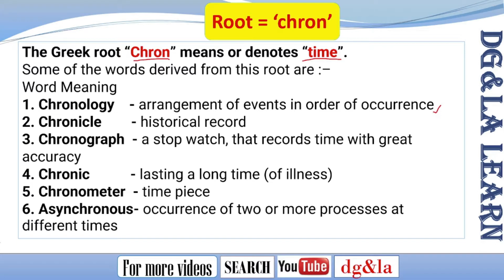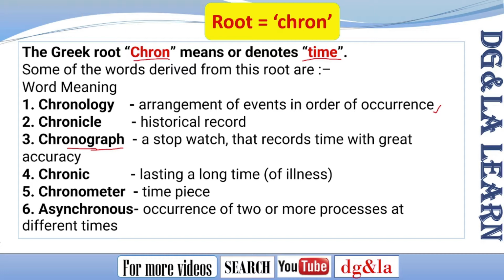The next one is chronicle. Chronicle is simply the historical record. So we have the Deccan Chronicle, which means the historical record of the Deccan area. And the next one is chronograph. Chronograph is a stopwatch that records time with great accuracy. Graph is something we use to denote something that is drawn in a specified way. So chronograph means a stopwatch that records time. The watch or the thing that records the time is called the chronograph.